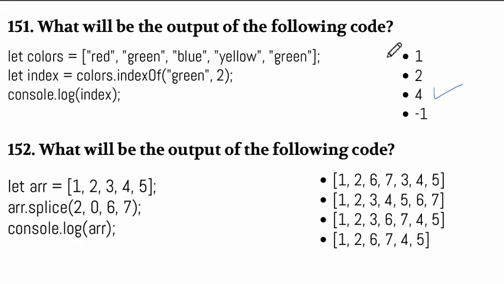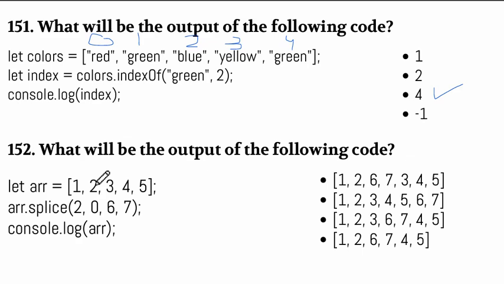So 1 will not become the right answer. So index 4 is the right answer, because red is on 0, as I said. First green is on 1, blue is on 2, yellow is on 3 and green is on 4. So 4 will be the correct answer.